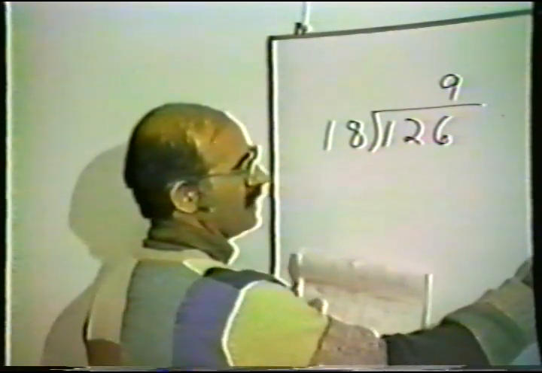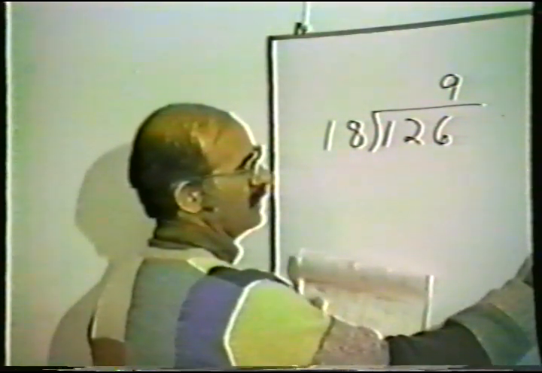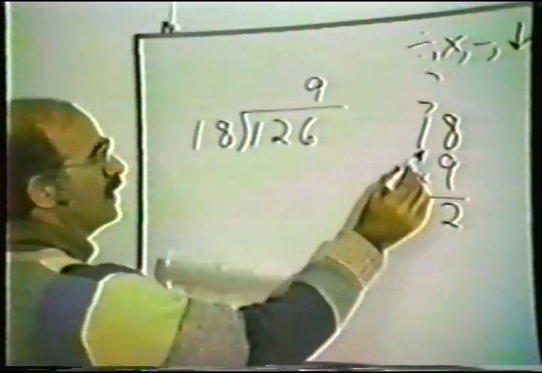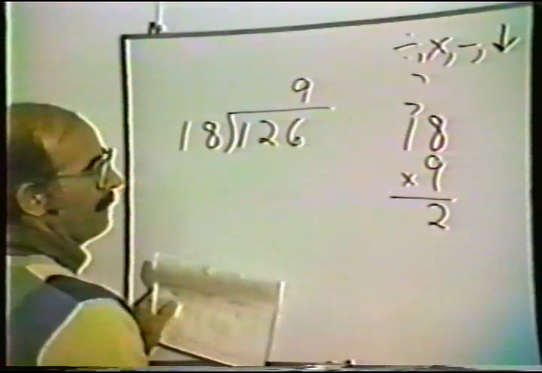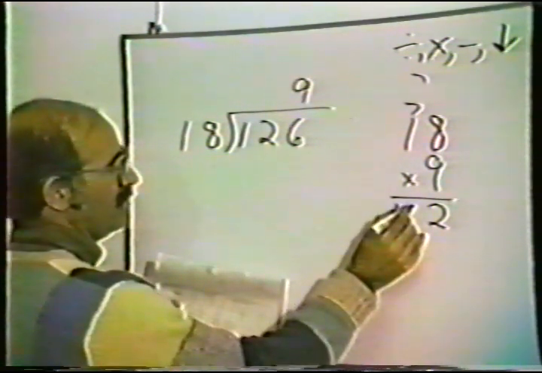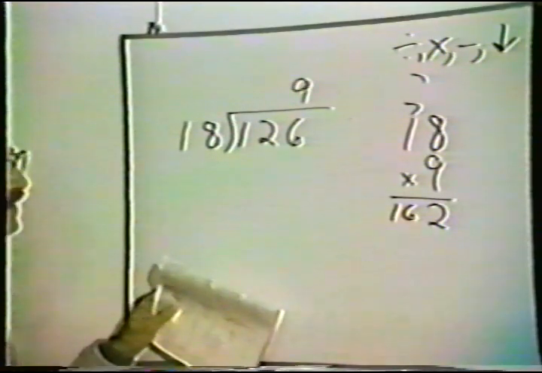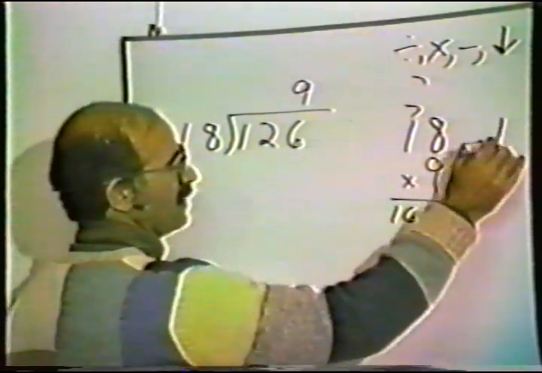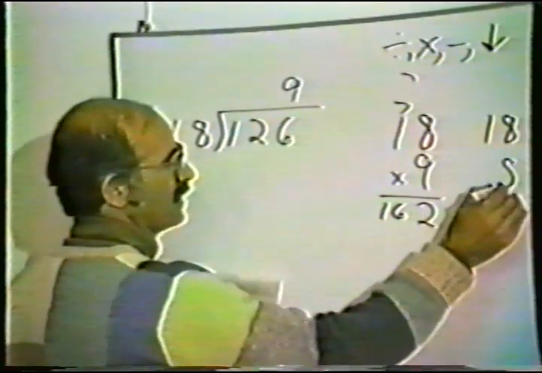8 times 9 is? 72. Put down the 2, carry the 7. 1 times 9 is? 9. Plus 7, 16. 162. Good or bad? Bad. Too big. Let's try 18 times 8.